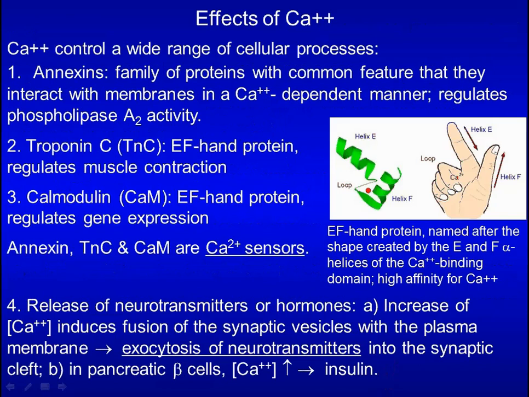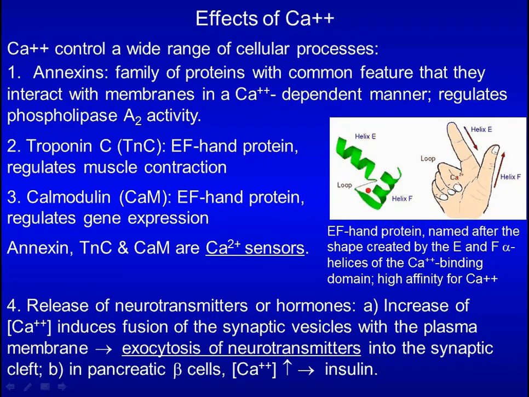Calcium controls a wide range of cellular processes. Here are some notable examples. Annexin, troponin C, and calmodulin are direct targets of calcium, and they are calcium sensors. Among them, troponin C and calmodulin are EF-hand proteins. EF-hand protein is named after the shape created by the E and F alpha helices of the calcium binding domain.